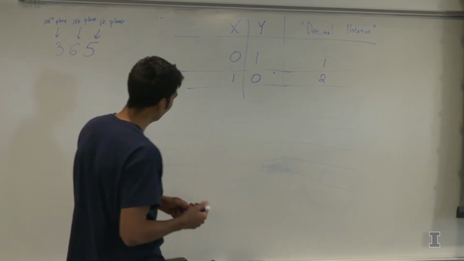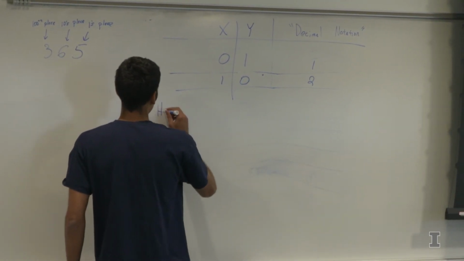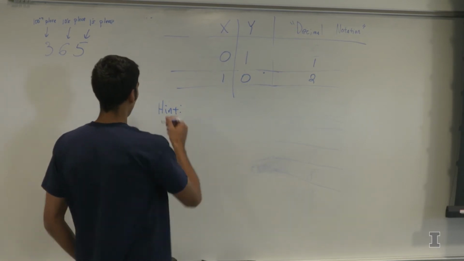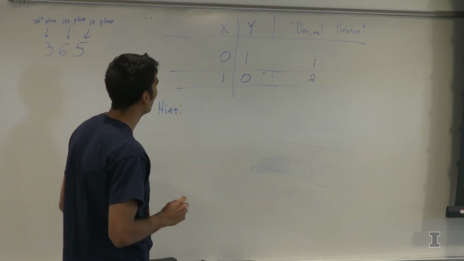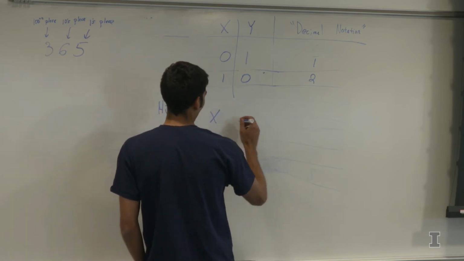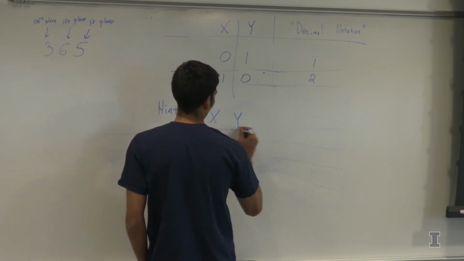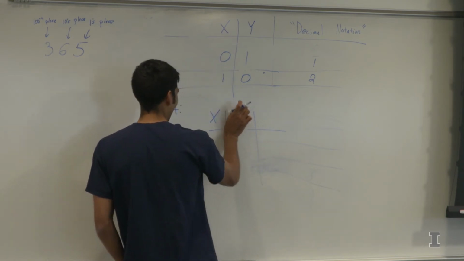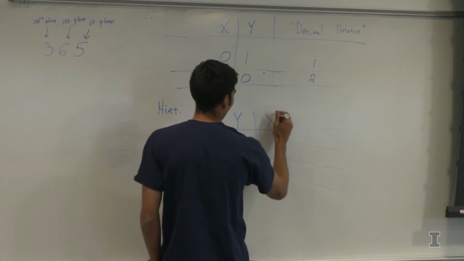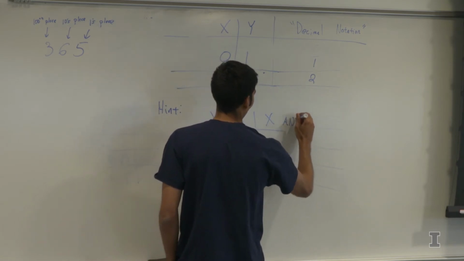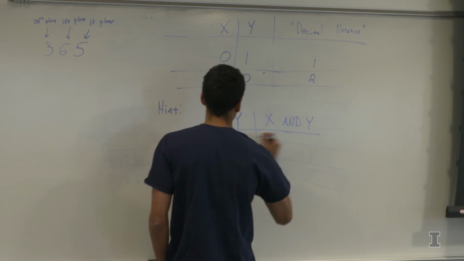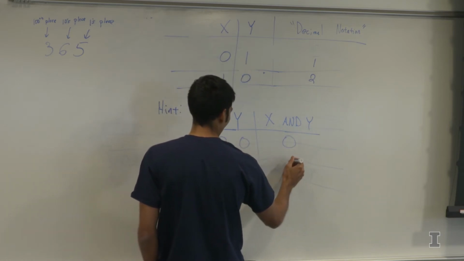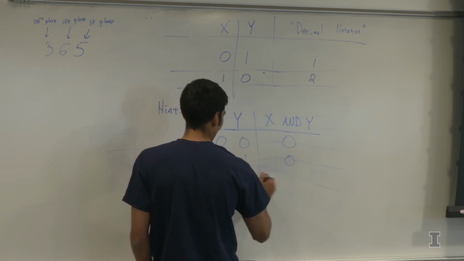I'll give you a hint. First of all, there's not one way to do this. There are many different solutions. Here's one hint toward one solution. Remember how AND behaves. I'm going to look at x AND y. This has the property that it's always off except when both conditions hold. Yep, exactly.